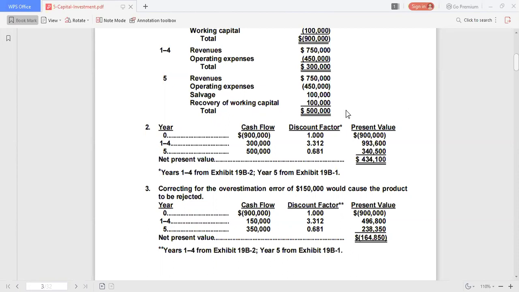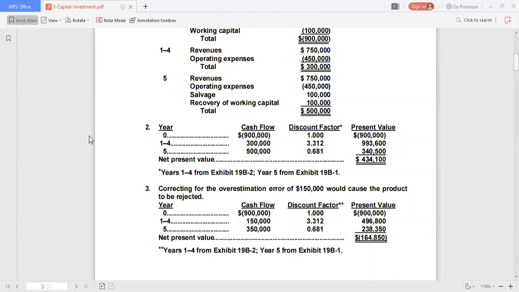And on year 5, again, we have only 350,000. That's 750,000 minus 400,000. Again, 300,000 minus the overestimate of 150,000. We only get 150,000. And then we add the salvage value and the recovery of working capital. That's why we have the cash flow of 350,000 and we multiply it by the discount factor.